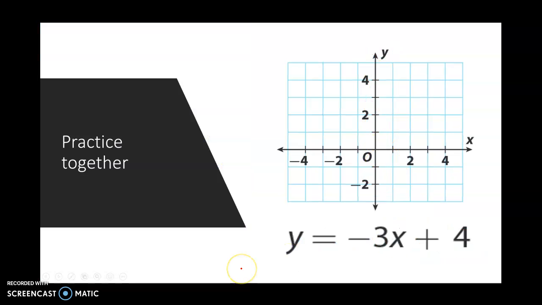Let's do one more. All right, so I got a +4 here. +4 is going to go right up here. -3. Uh-oh, this doesn't look like a fraction, Mrs. Abbott. Well, that's because you had to make it look like a fraction. You can make any number look like a fraction by putting it over 1. So now I have -3 over +1. So -3 tells me to go down 1, 2, 3. That +1 tells me to go to the right, and I make a dot. Connect my dots, and we're done.